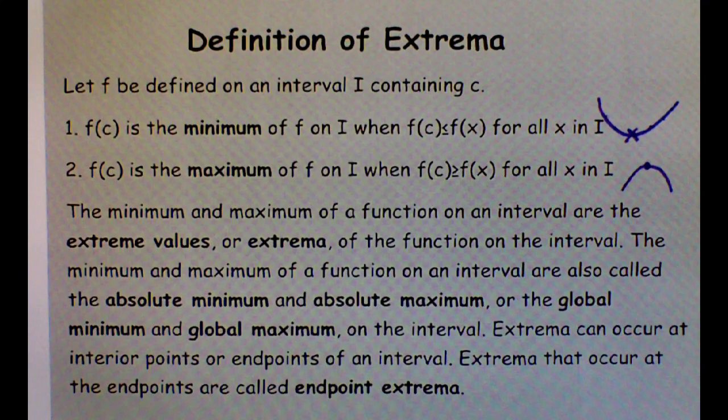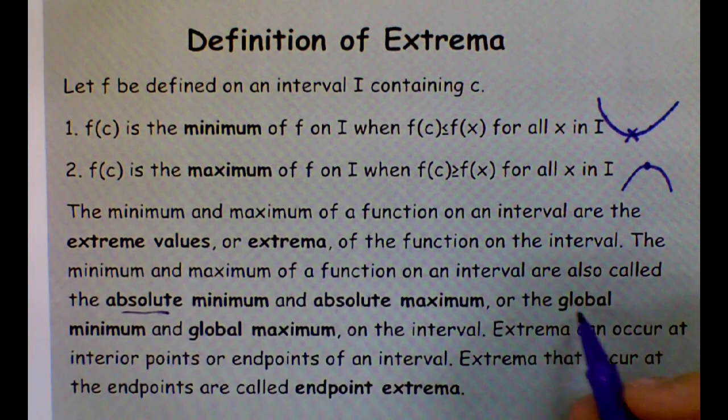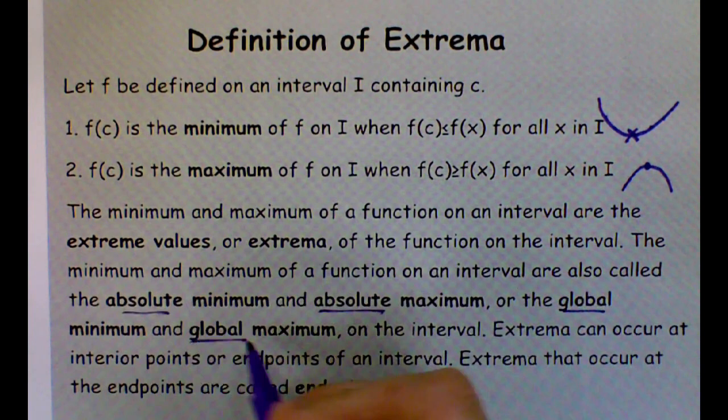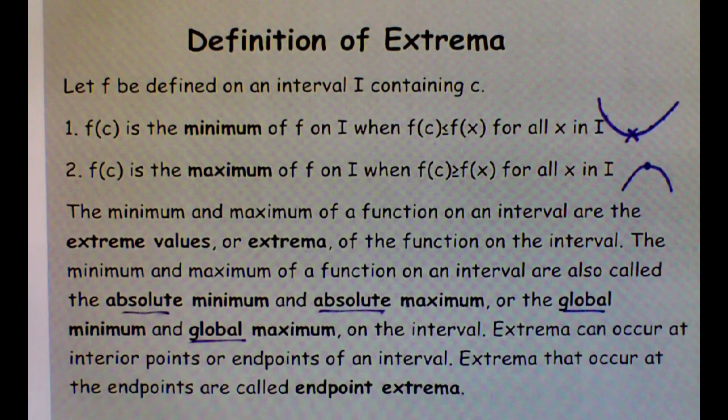The minimum and maximum of a function on an interval are also called the absolute minimum and absolute maximum, or global minimum and global maximum on the interval. So absolute and global mean the exact same thing in this case. It just depends on the problem, the textbook, the video, whatever, which term they'll use.